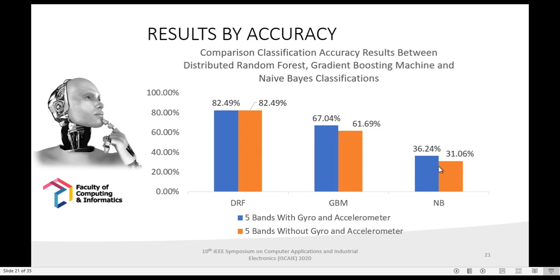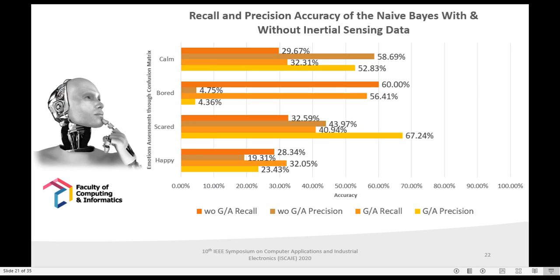We can see over here there are 2 colored bar charts, where the orange is without the inertial sensing data, and the blue one is with the inertial sensing data. We can see the blue bar charts classified better than the data without the inertial sensing data. However, the DRF, or the distributed random forest, actually stayed the same. So we delve deeper by looking into the confusion matrix of the 4 classes with and without the inertial sensing data, and we look into the recall and precision accuracy.